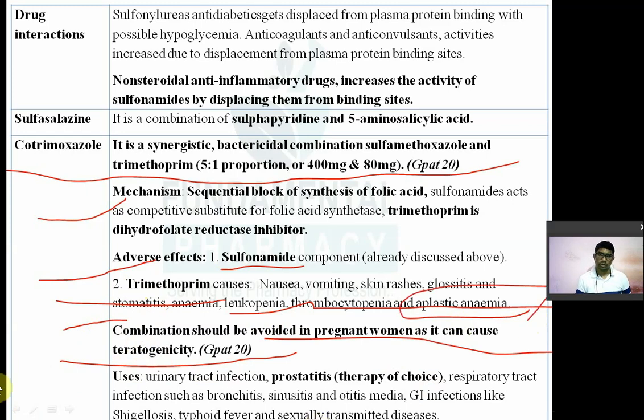What is the use? Cotrimoxazole is used in the treatment of UTI, urinary tract infection, and infection of the prostate gland, known as prostatitis, where it is the drug therapy of choice. Then respiratory tract infection, bronchitis, sinusitis, otitis media, infection of the ear, and GIT infection like shigellosis or diarrhea due to shigella, E. coli, etc. It is also used in typhoid fever and some STDs, sexually transmitted diseases. These are the uses of cotrimoxazole.